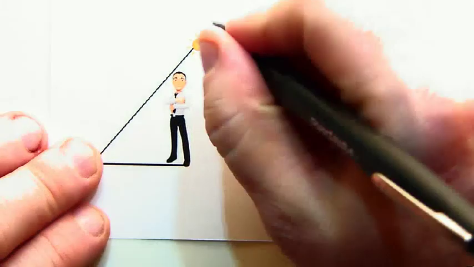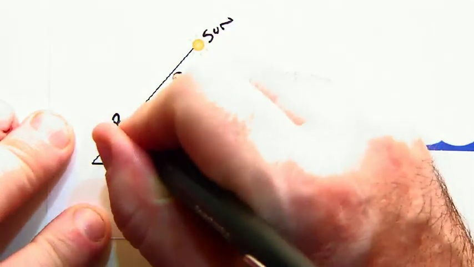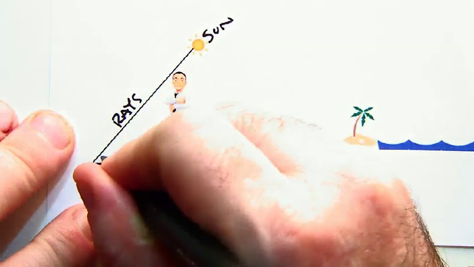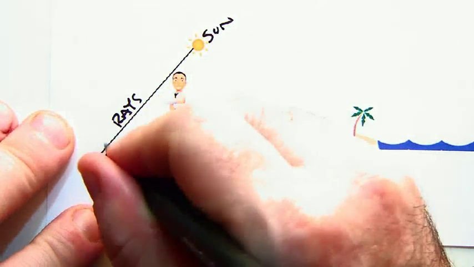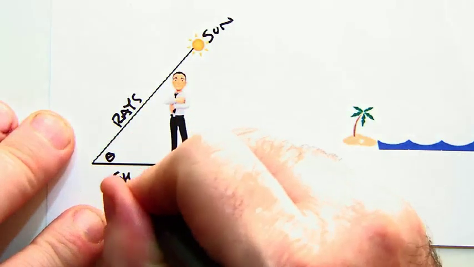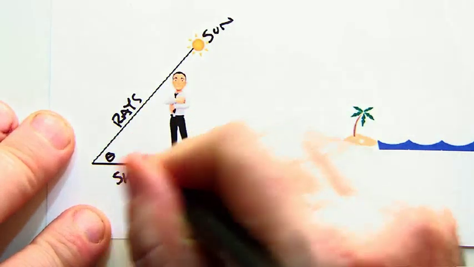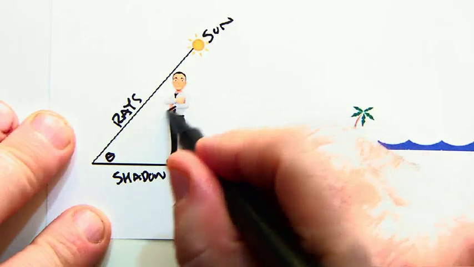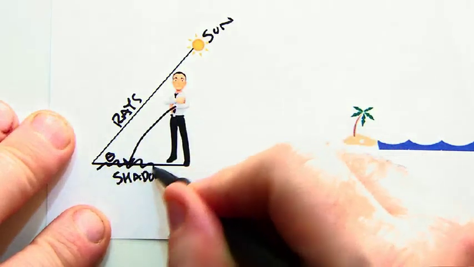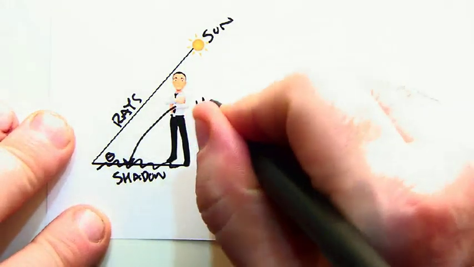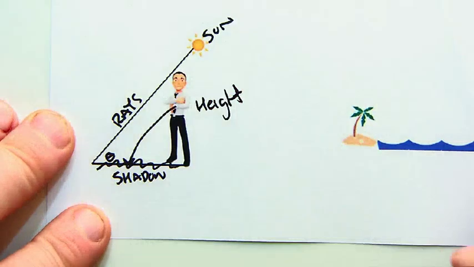Here we're talking about the sun and its rays. This would be the angle that the rays form with the ground. We always would have a shadow down here. That's part of what's happening, the shadow is cast onto the ground, and this of course would be the height of the person.